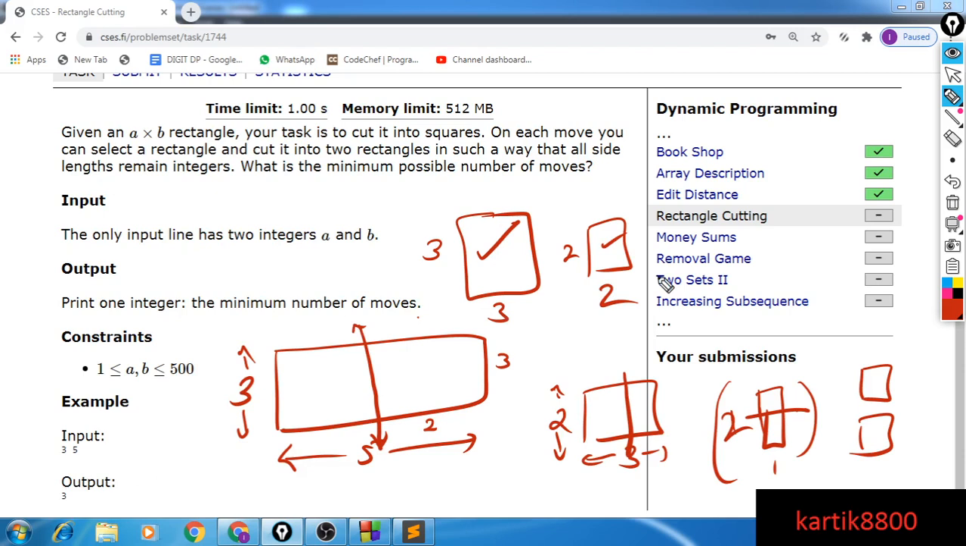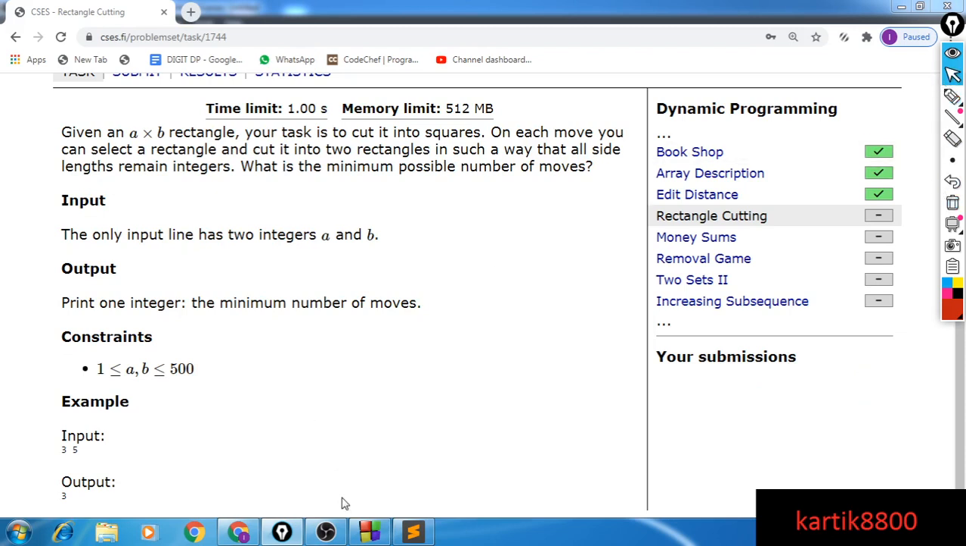You have to make either horizontal or vertical cuts, making sure that the resulting rectangles also have integer lengths and breadths. And this way you have to find the minimum number of cuts to cut your initial rectangle into a bunch of squares. What is the minimum number of cuts that you have to find? So what you can do is try solving it on your own and then move towards the solution.